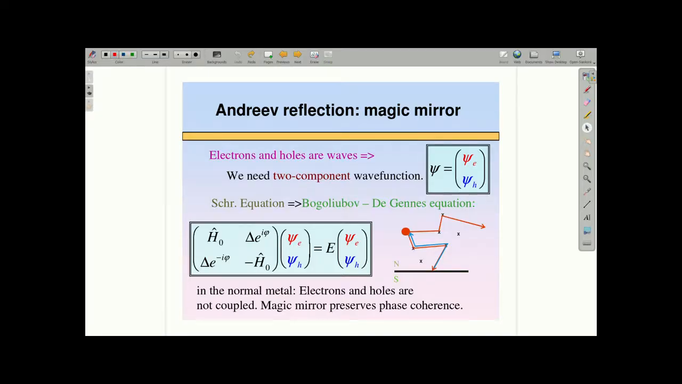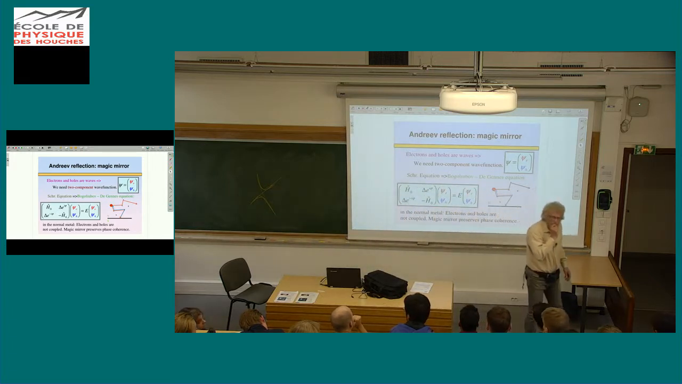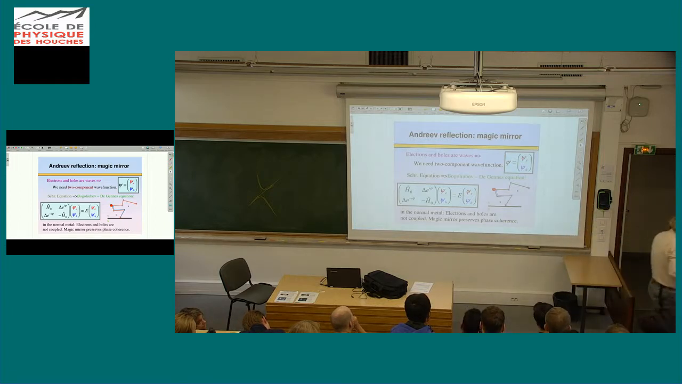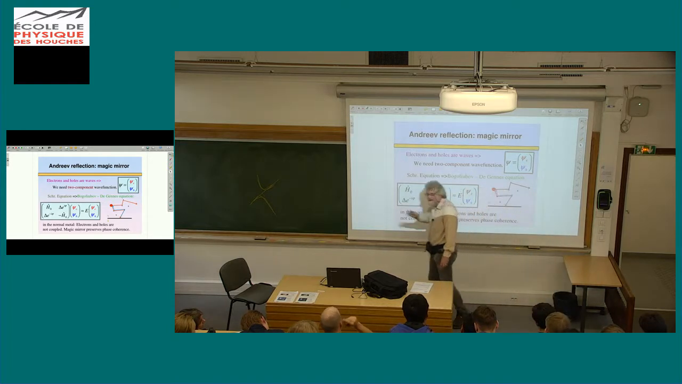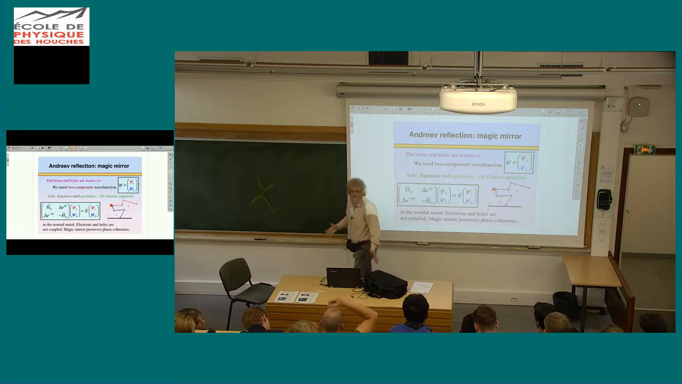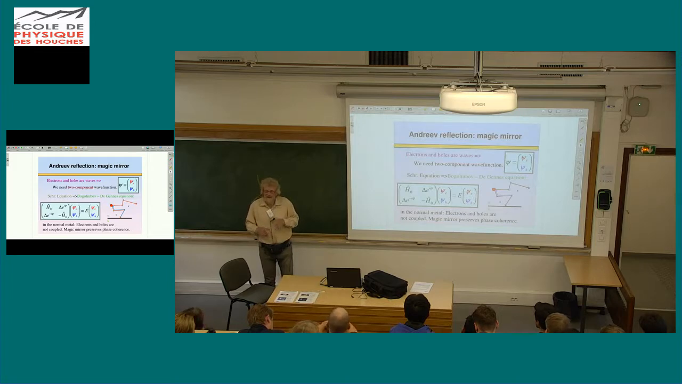Right. That one can understand without any quantum mechanics, just at the level of particles. If one tries to understand it on the level of waves, if one looks at the wave functions, then one understands that it's a little bit like spin, but without spin. The wave function of an electron close to the superconductor or inside the superconductor must have two components, an electron component and a hole component. Right?